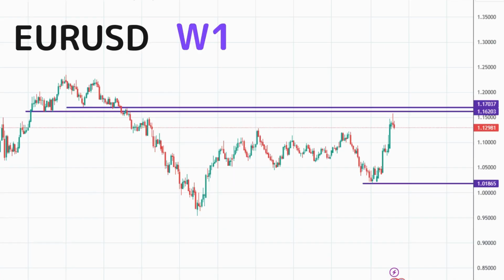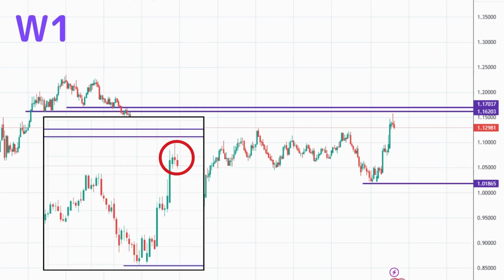Let's take a look at the EURUSD chart. First, let's go over this week's price action. Here we have the weekly chart. This week, the market formed a bearish candlestick with an upper wick. The strong upward momentum we saw last week has paused, and we're now seeing signs of a pullback. The upper wick here suggests strong selling pressure.